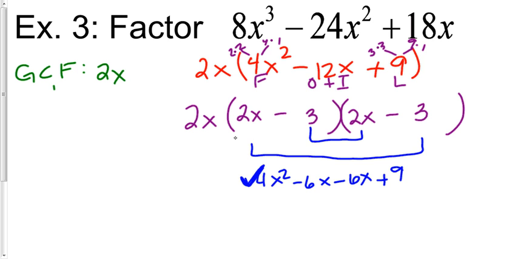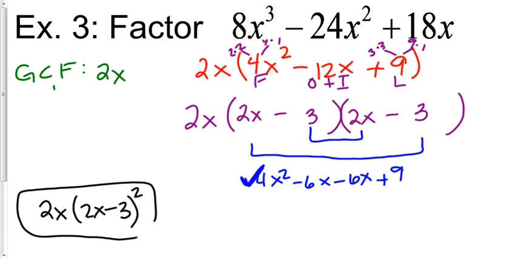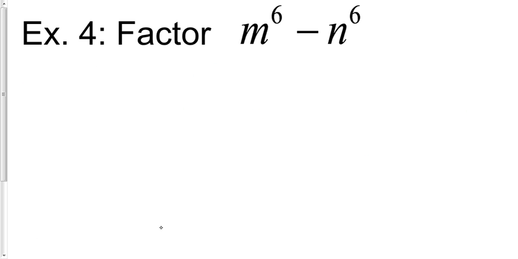So my factors would be 2x times 2x minus 3 times 2x minus 3. There's 3 factors here. And if I wanted to clean it up, I can rewrite my answer as 2x times 2x minus 3 squared. Since I used that factor twice, instead of writing it twice, I can use a power of 2. Okay, let me show you one more here with factoring, and then we'll move on to something else.